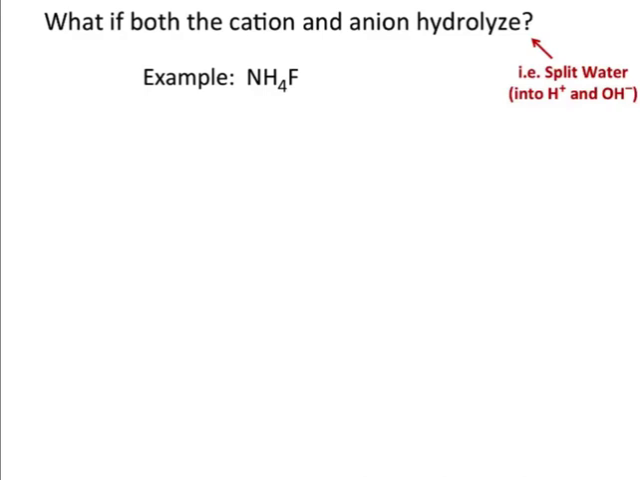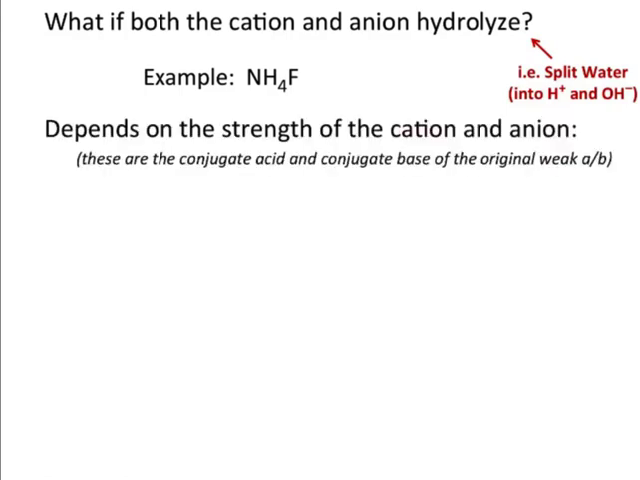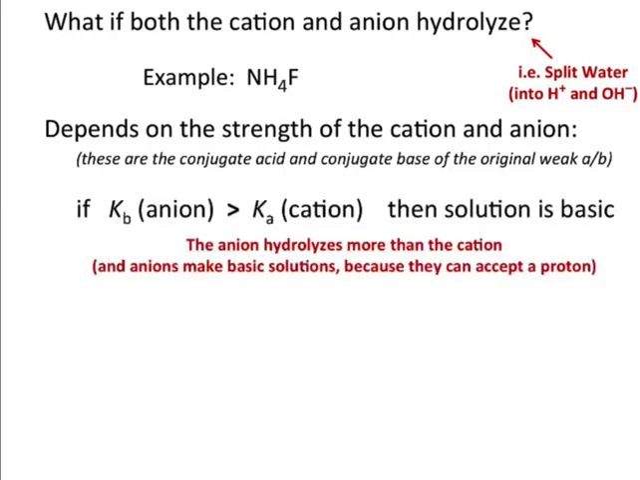Now, next problem. What if both the cation and the anion hydrolyze, split water, function like an acid or a base? What's going to happen here? And really, it depends on which one's stronger. So we're comparing the Ka for the conjugate acid, which you'll have to convert from Kb for the original weak base, and then the Kb for the conjugate base. Again, you have to do the conversion there. And so whichever one's bigger is going to win. If your Kb is larger than Ka, it means your solution's basic. The anion, the basic thing, hydrolyzes more than the cation.